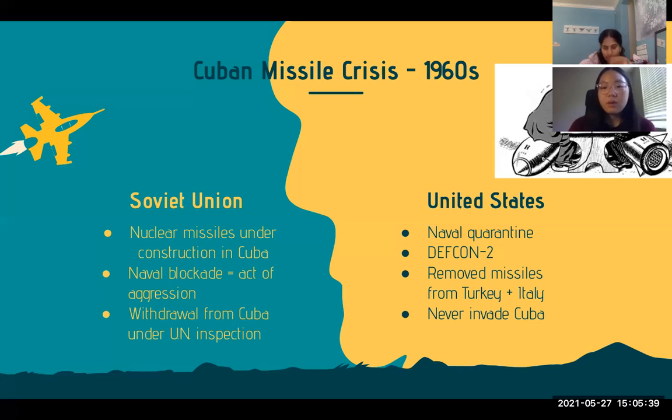Thankfully, through a secret meeting of a US Attorney General and a Soviet ambassador, they were able to arrive at an agreement. The condition stated that while the Soviet Union withdraw from Cuba under UN inspection, the US must retrieve their nuclear missiles from both Turkey and Italy and pledge to never attack Cuba again. Even though the Cold War did not end, the Cuban Missile Crisis was resolved in peace.